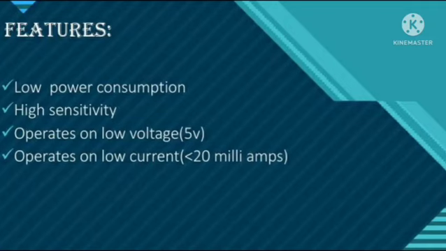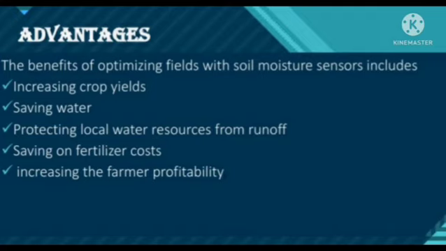The features are low power consumption and high sensitivity. It operates on very low voltage and also consumes very low current, less than 20 milliamperes. The advantages of using soil moisture sensors are: it protects local water resources from runoff, it increases the farmers' profitability, and also saves fertilizer costs. The main reason is it saves water, which is the most important scarcity in this world, and it also increases the crop yield. Now the circuit diagram with the simulation is shown in the video.